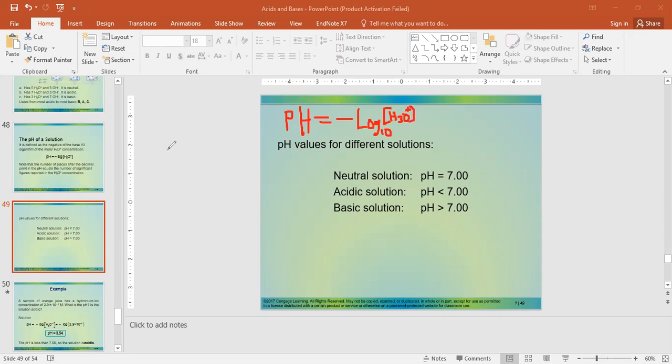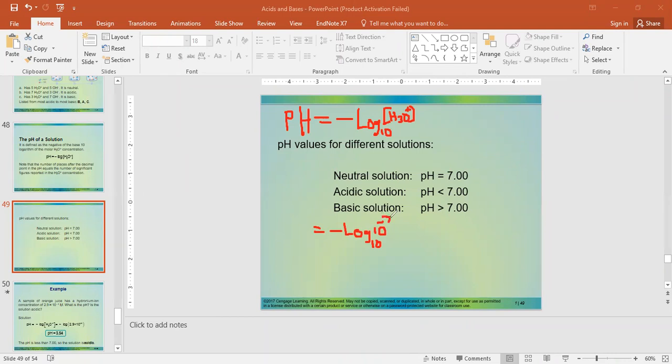Are we together up to this? Yes. Then we say that in a neutral solution, the concentration of the hydronium ion is equal to 10 to the power negative 7. You remember that? Yes. So that is why we are now saying this is equal to negative logarithm to base 10. And now instead of putting the concentration of the hydronium, which we know in a neutral solution is 10 to the power negative 7, that's what we put here, 10 to the power negative 7.